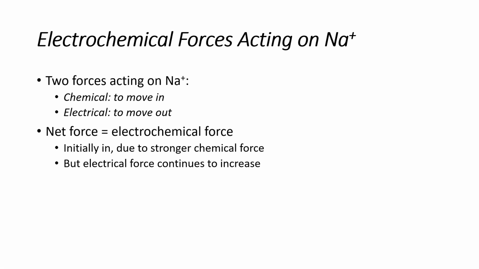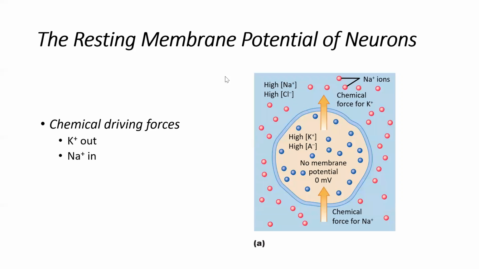Okay, so now we're thinking about the electrochemical forces and really, again, combining the forces here. So we combine the electrical and chemical forces on sodium, initially due to a stronger chemical force, but the electrical force will continue to increase, and that's where we get that equilibrium potential of positive 60 from, right? It's going to be a really positive value, and that is actually going to indicate the movement of sodium, which we'll speak about a little bit later on, okay?